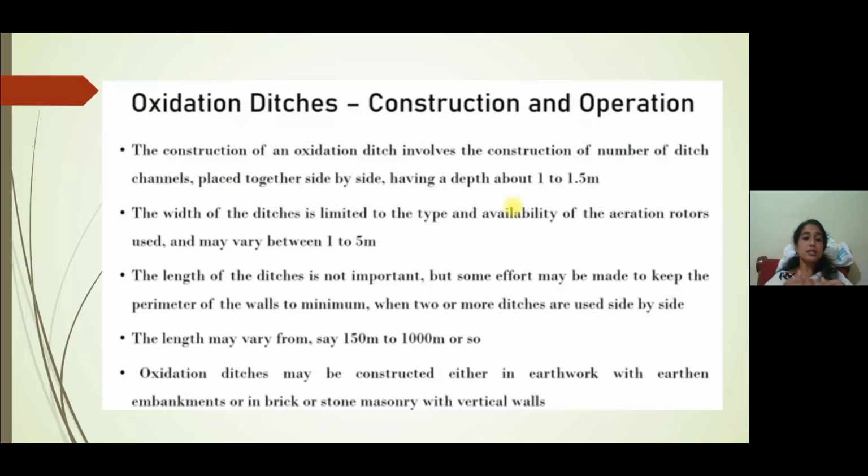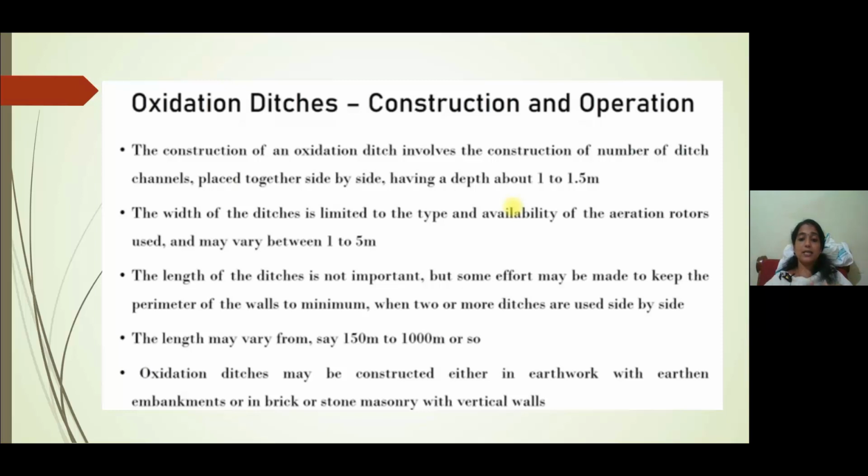The length of the ditches is not important, but some effort may be made to keep the perimeter of the walls to a minimum when two or more ditches are used side by side. The length may vary from say 150 meter to 1000 meter or so. That is, the length of flow will be that much. This you can see in the coming slide, that is the picture, the plan view of an oxidation ditch.